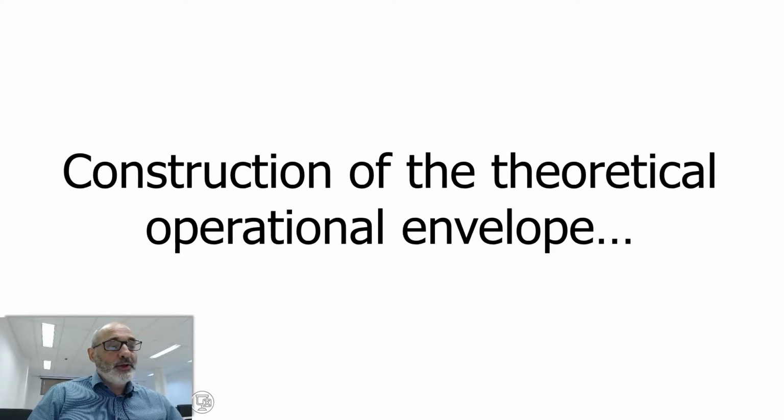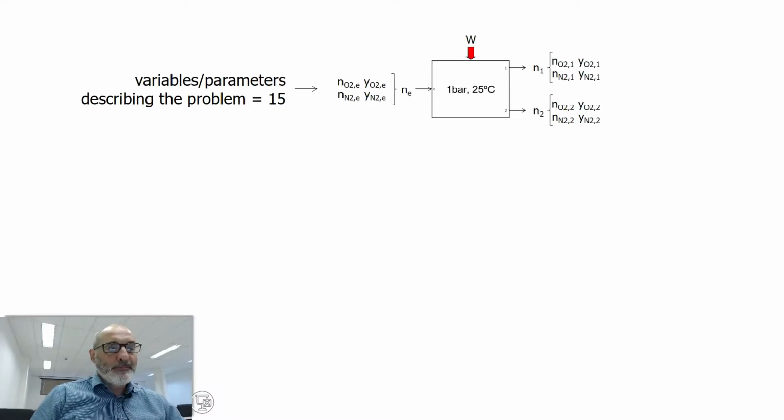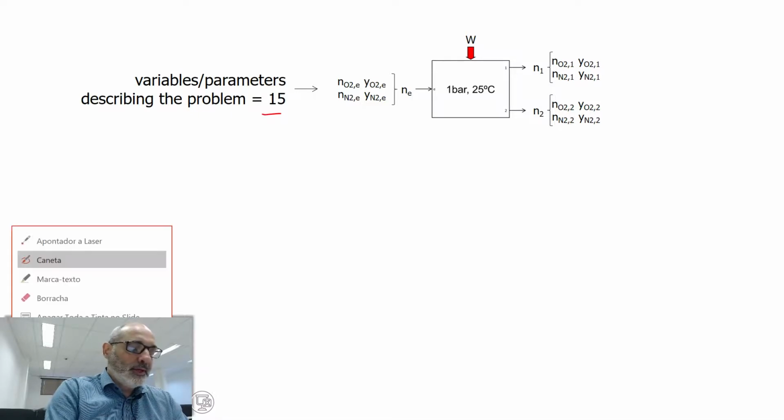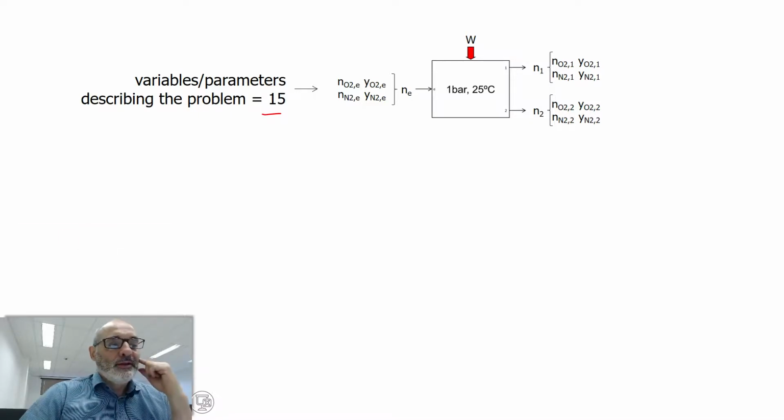So these equations that I'm going to show are for the construction of what I call the operational envelope. Let's think about the problem first before going to the equations. This problem has 15 describing variables or parameters. Let's count.